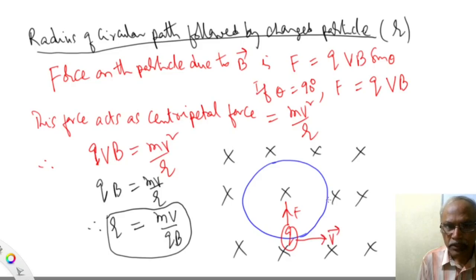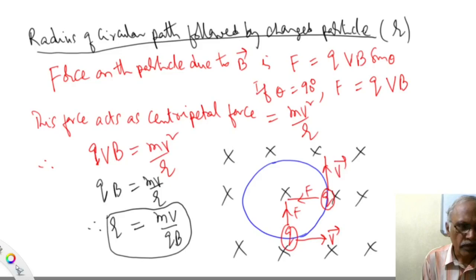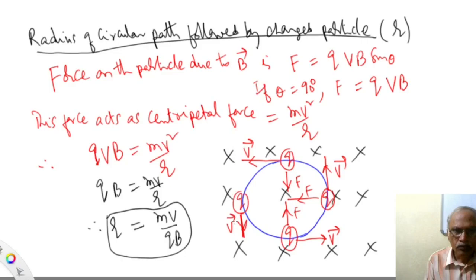When the charged particle is here, q, velocity is along the tangent like this, v bar, and force is towards the center. Everywhere force acts towards the center. How do you know it is towards the center? You apply Fleming's left hand rule and you can check. This is v bar, then this is the direction of force F. When the charged particle is here, this is the direction of velocity and force will be towards the center line.